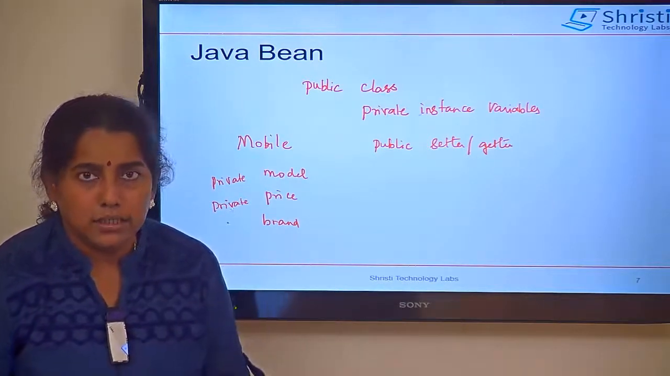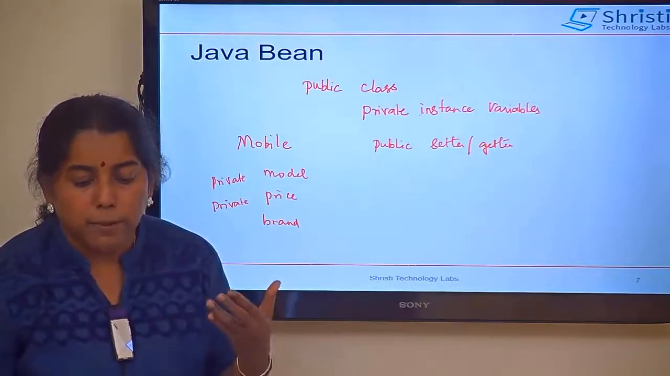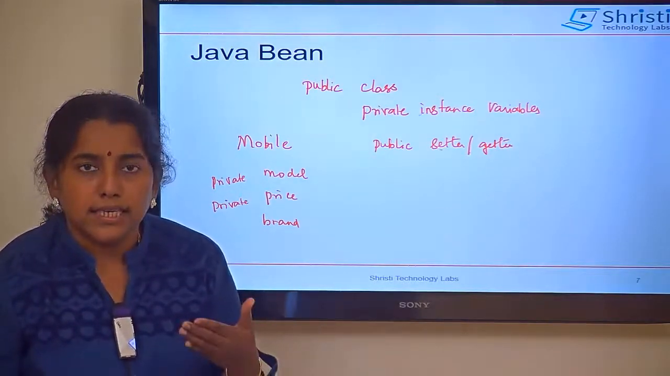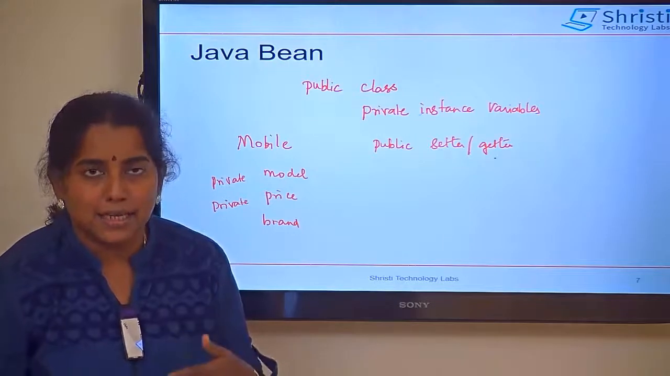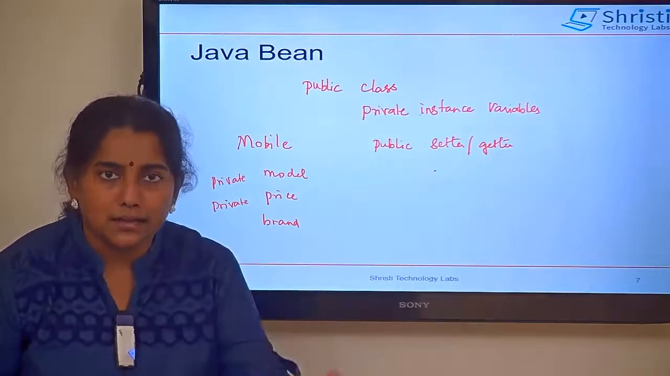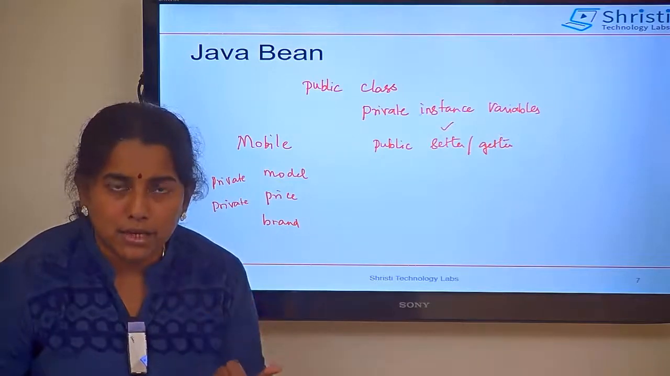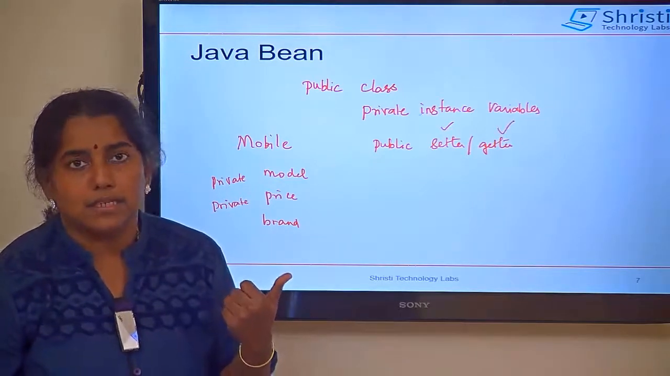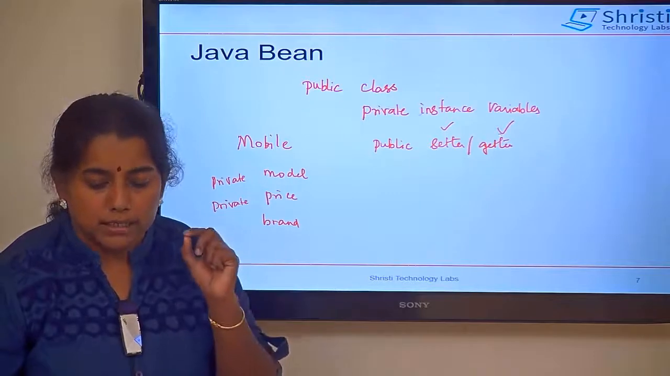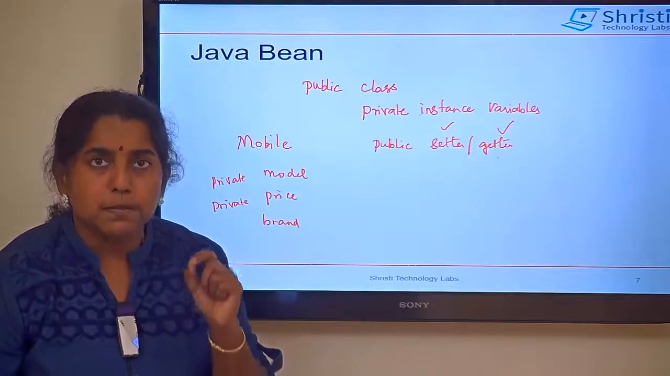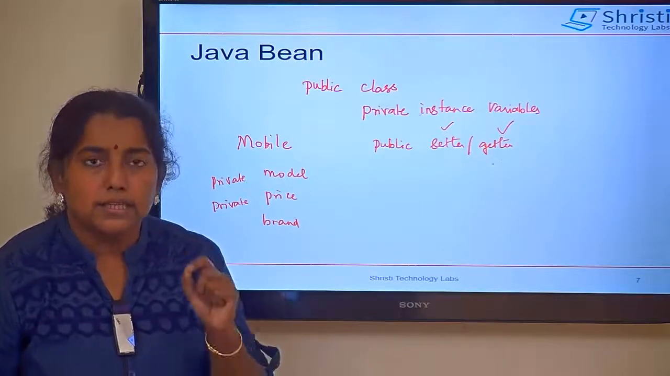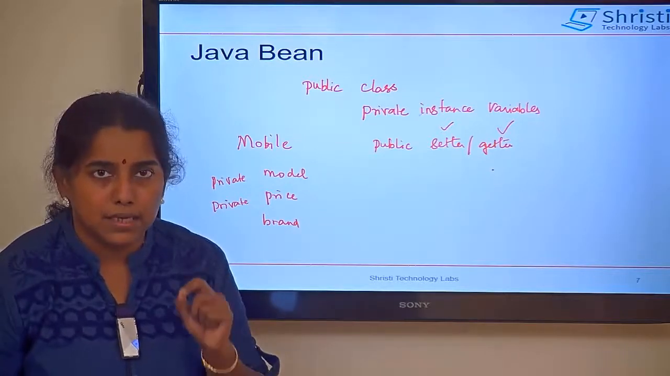So, what we are doing is, we are going in for public methods. These methods are called setter methods and getter methods. If you want to assign a value, you need to go in for a setter method. If you want to retrieve the value, you have to go in for a getter method. Okay, so a Java bean is as per the Java specification. This is very helpful when you are working with bigger projects.